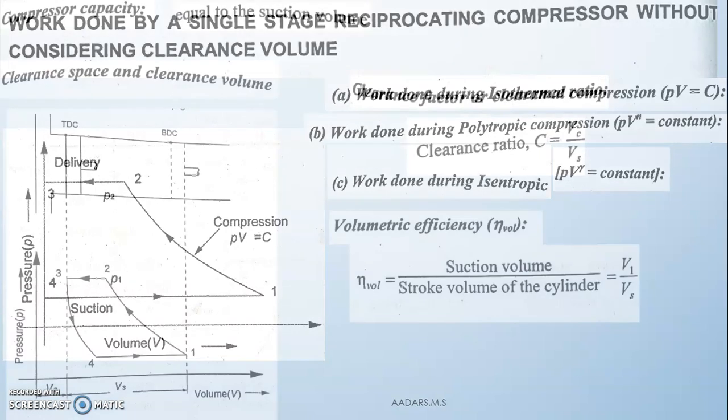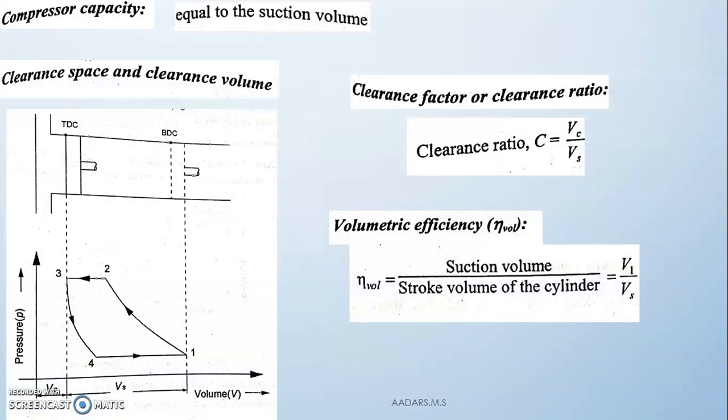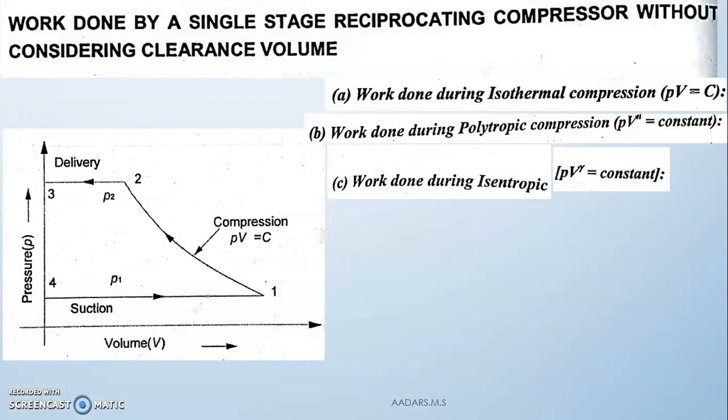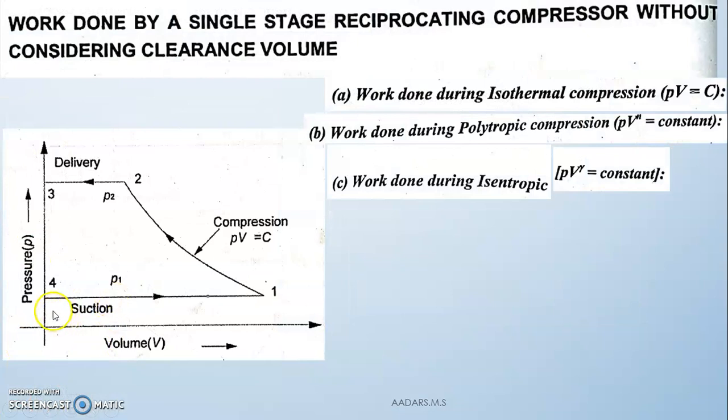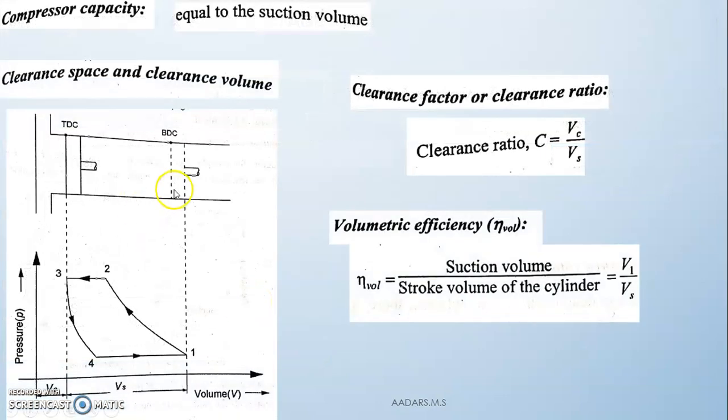So in the previous case we were considering clearance volume. In this case we are not considering the clearance volume. If the clearance volume is not there, the top dead center will be here. The piston will be touching the cylinder cover. So we will start from the point 4. That is, when the piston is traveling backwards, the negative pressure is created. So from the point 4 itself, the suction stroke will start, and up to 1 we will have the suction stroke. And from point 1 the piston starts moving upwards.